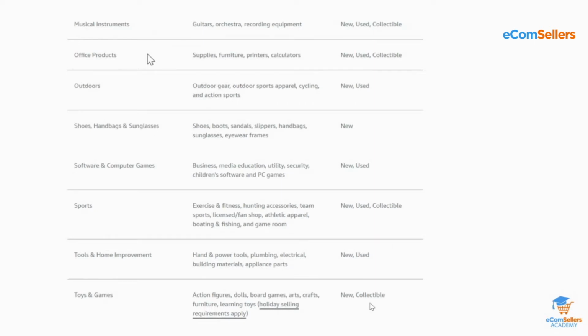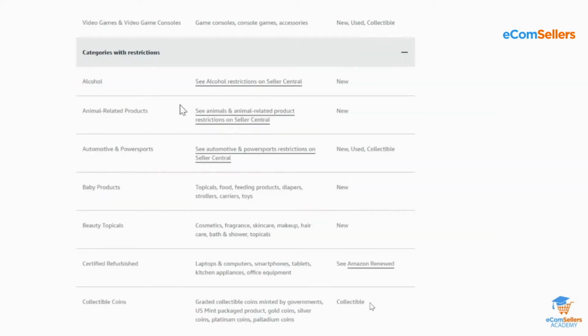Toys, you can sell as new and used, and it says new and collectible. Toys, if you go to the Sell on Amazon page, it will tell you that there's a holiday selling requirement that you need to apply for. So we'll talk about that in another session, what that is and what that means and what they've done in the past versus what they're doing now. Video games and video game controllers, consoles, new, used, and collectible.